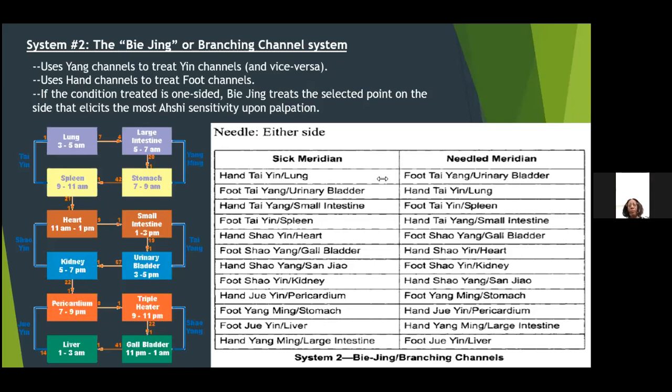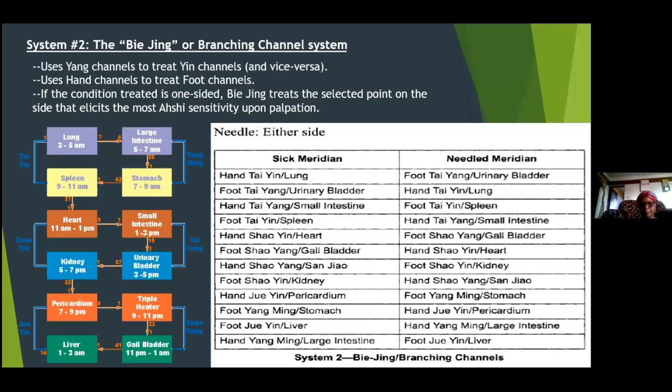So, lung balances? Urinary bladder. So, if there is a sciatica pain, where will you find the tender points? The lung meridian. Lung channel. Correct. If there is a pain in cervical radiculopathy, you will balance spleen. If there is a pain in the heart channel, you will balance gallbladder. If there is a pain in the gallbladder, you will balance heart.